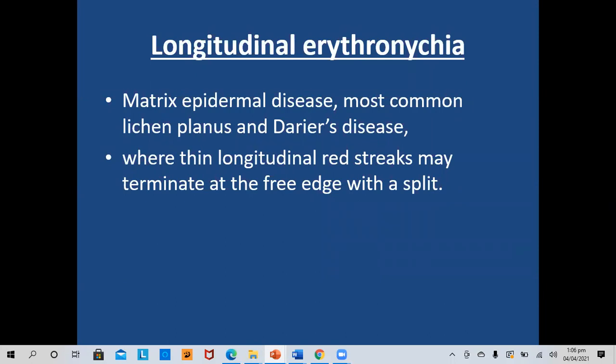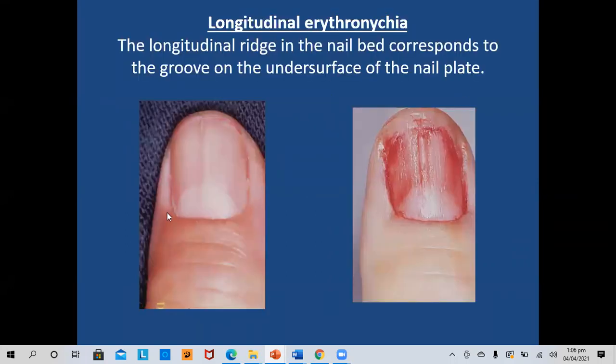Longitudinal erythronychia. Matrix epidermal diseases, most commonly lichen planus and Darier disease, produce longitudinal erythronychia. Thin longitudinal red streaks may terminate at the free edge with a split. This is erythronychia, and it terminates at the free edge by a split.